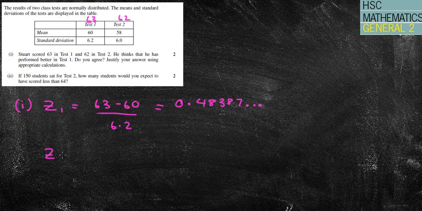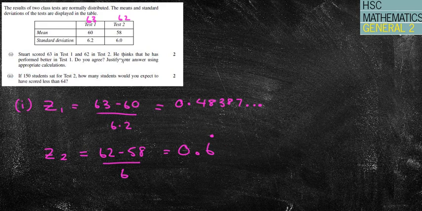The z-score of the second test is going to be 62 take away 58 divided by 6. So again, I'm going to put that into my calculator, and we get an answer of 2/3, which is 0.6 recurring.